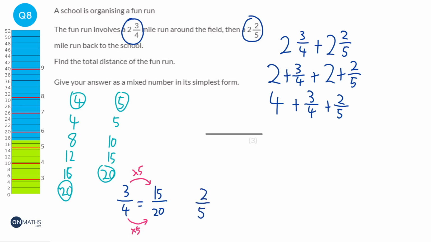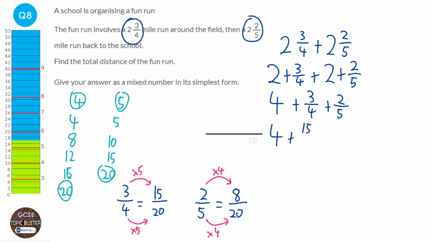And for 2/5, we'll get that bottom to 20. So we times that by 4. And so we've got to times the top by 4 as well to make it 8. So it's going to be 15 over 20 plus 8 over 20.